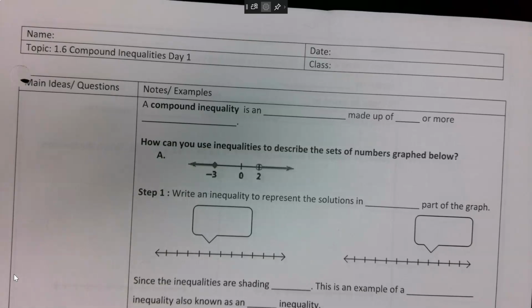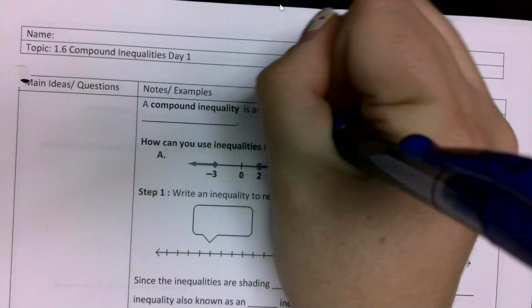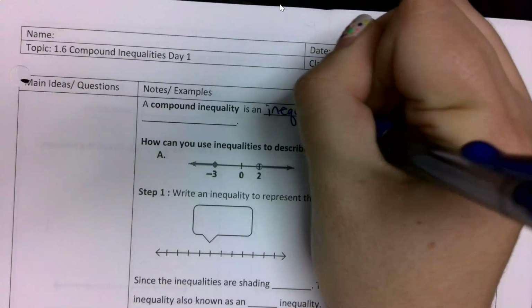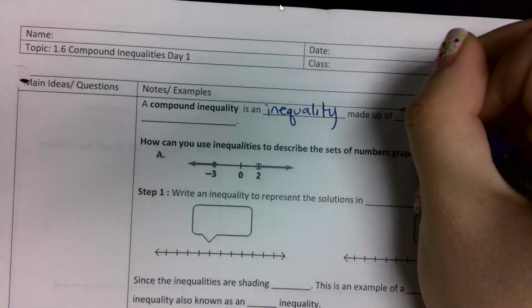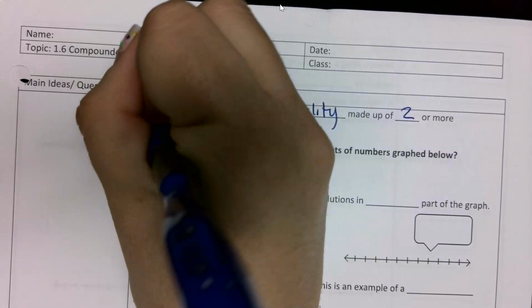Okay, so today we are talking about compound inequalities. A compound inequality is an inequality made up of two or more inequalities.